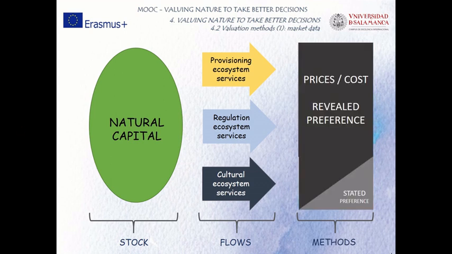So it means that for the provision ecosystem services, for the regulation ecosystem services, and for some part of the cultural ecosystem services, we might use prices, cost, and revealed preference methods. So methods based on market information. But for some part of the cultural ecosystem services, we might need the stated preference method, which we will also be reviewing soon in the next unit.